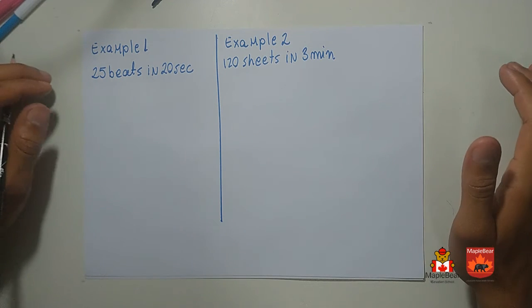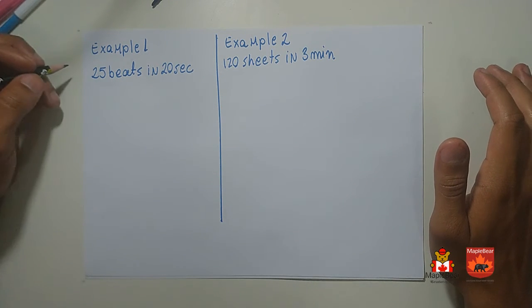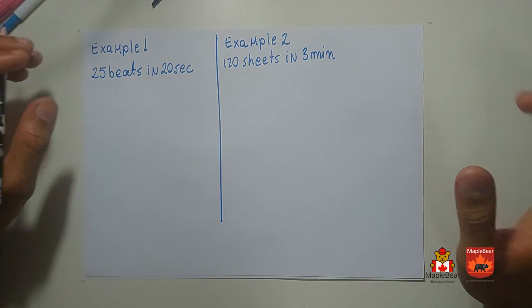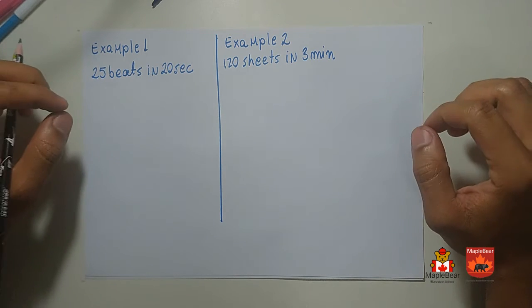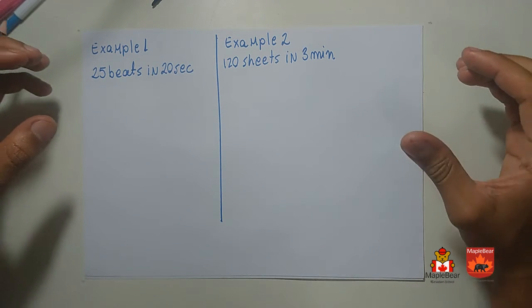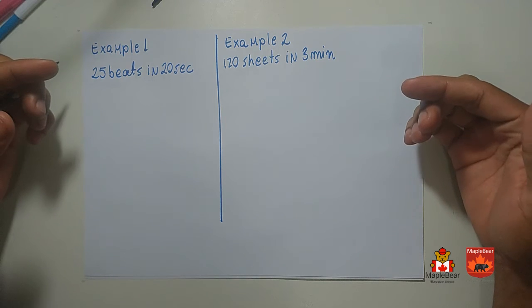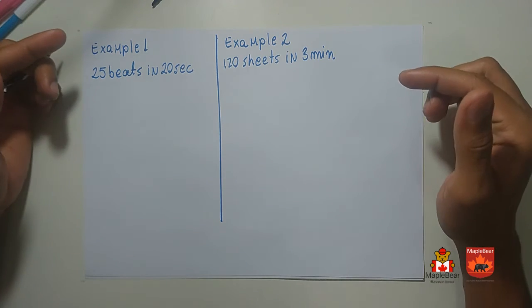Okay, so I have those two examples here. Guys, before I start solving them, try to solve it. Try to write that as a rate, okay? Create a new unit for both of them.